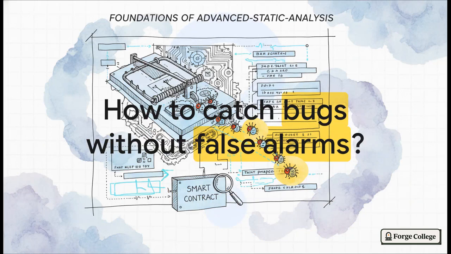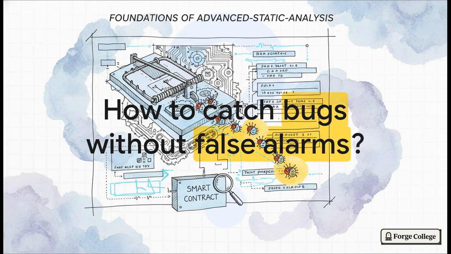Now, if you recall our previous lesson on the foundations of advanced static analysis, you already know the basic physics here, how taint propagation and path-sensitive detection actually work. But here's the million-dollar question, sketched out on our blueprint. How on earth do we catch these bugs without drowning in false alarms?